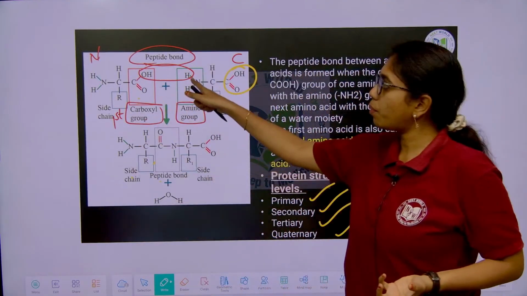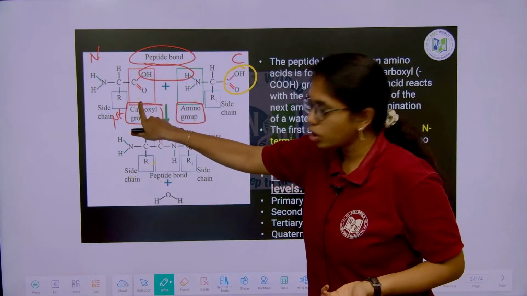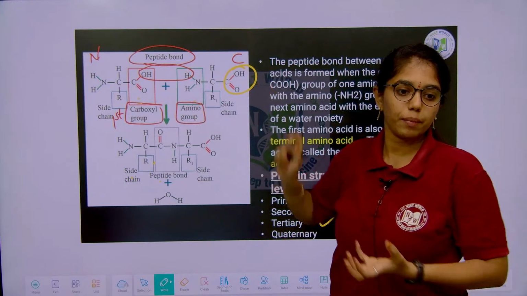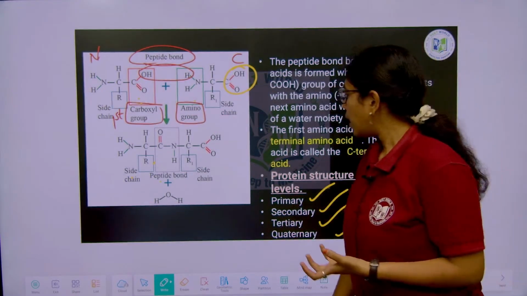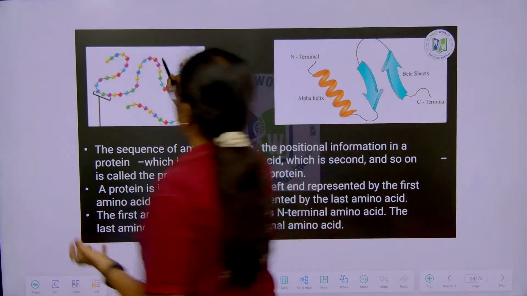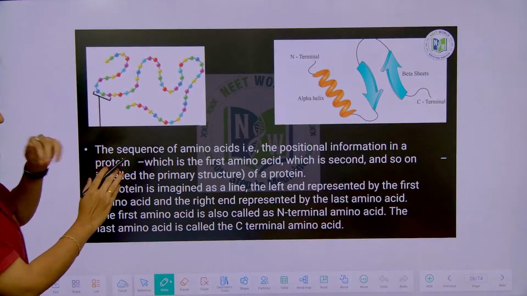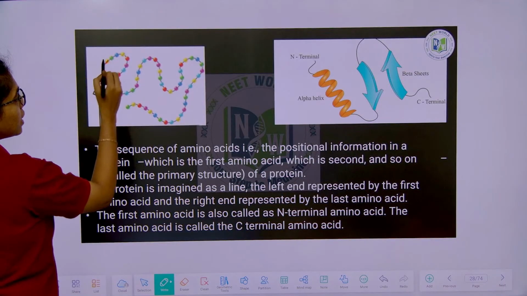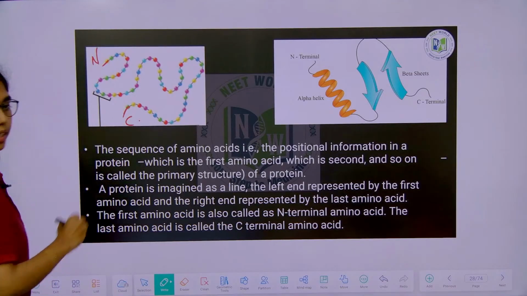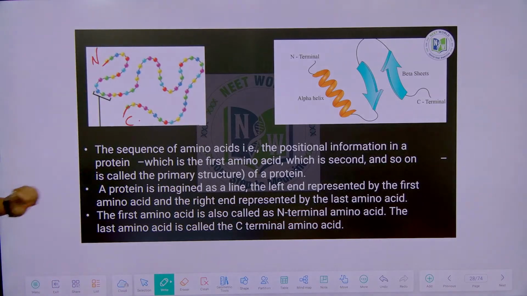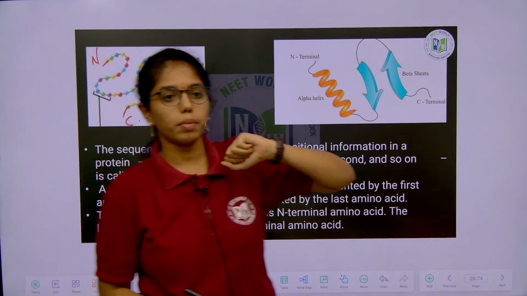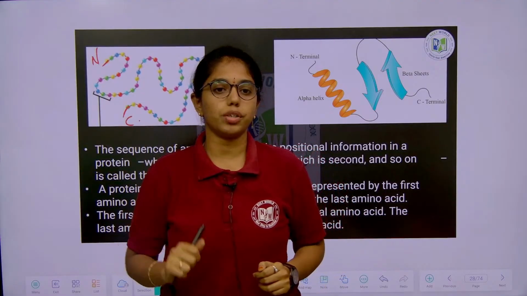First amino acid has the N-terminal, last amino acid has the C-terminal. And how is the peptide bond formed? By connecting the carboxyl group of the first amino acid with the amino group of the second amino acid. Clear, right? Now let us look into each structure. First, primary structure. Look at the image, then we will look into the theory. At this left end, what do you have? N-terminal, and here you have C-terminal, first amino acid and last amino acid. This forms a long chain. What is this structure giving information about? Nothing else, about the position.